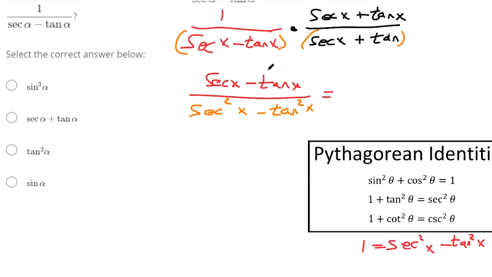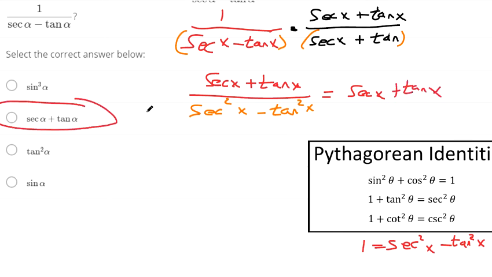Oh, whoops, I copied down the wrong symbol. This is a plus, right? Sorry about that. That's a plus there. This is a minus because when you multiply the two parentheses, it makes minus. So we got 1 in the bottom. So this is just secant x plus tangent x. And now we're done because that's one of our options.